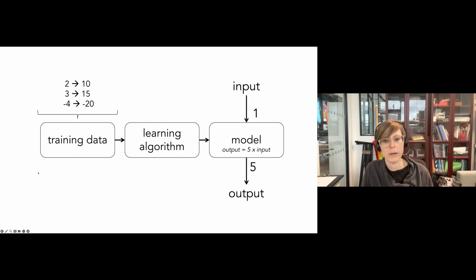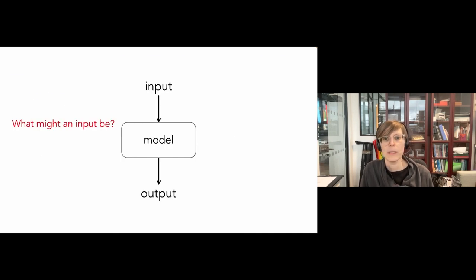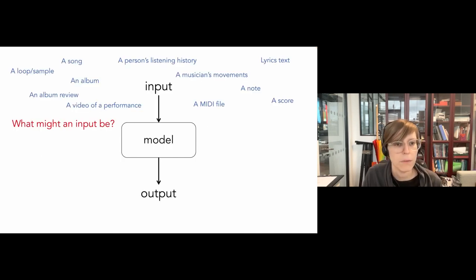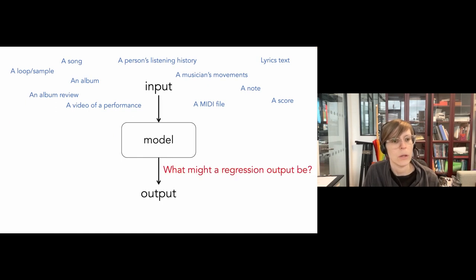All right, so let's talk about musical uses of regression. So input here could still be really any of the things that we talked about before, but outputs are going to look quite different. It's not going to be a choice from amongst certain categories, but it's going to be a thing that you might express or control with a real number.